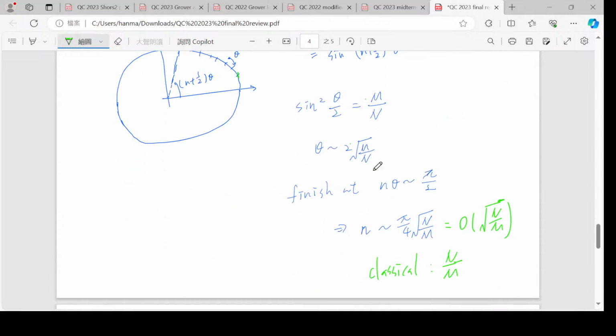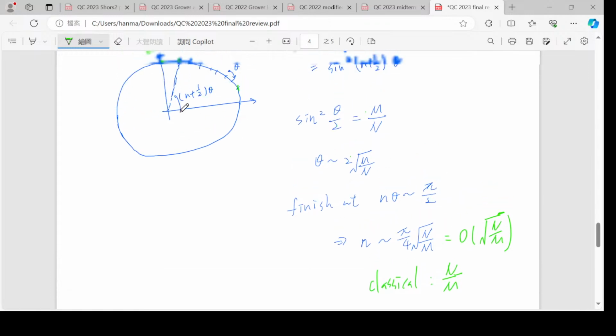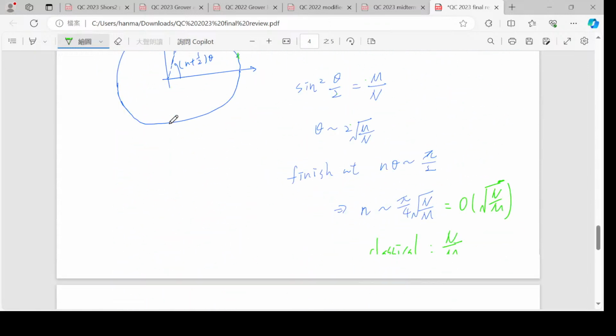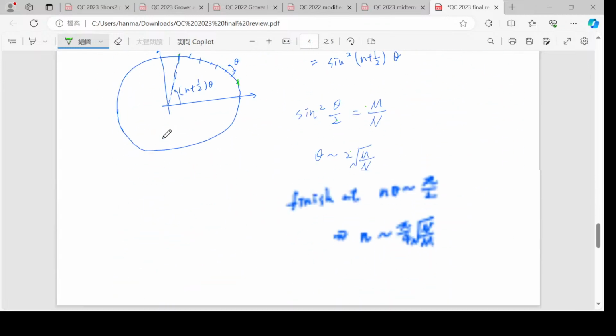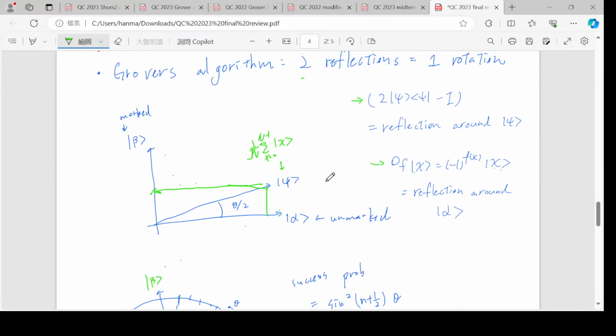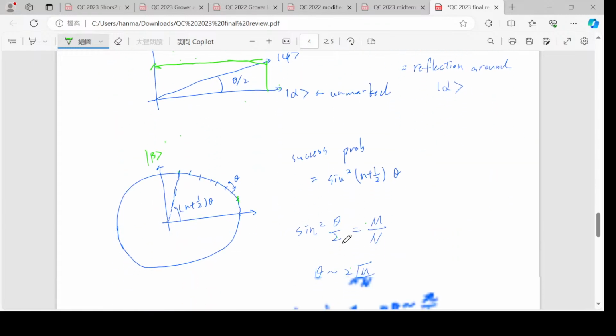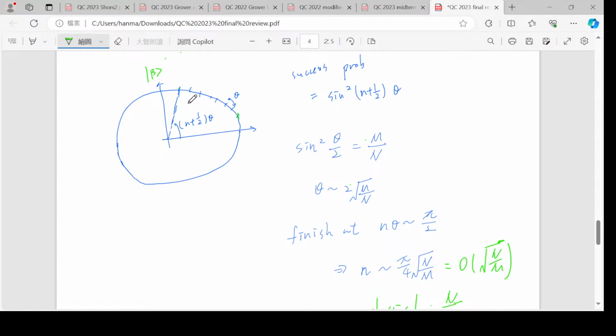The classical algorithm needs N over M queries, but there is also a weird issue we keep going back and forth about: this thing can overshoot. The algorithm is like you keep doing this, but it's a bit unclear when you stop. When you stop, you need to know precisely where you are. So you basically know that's about Grover's algorithm.